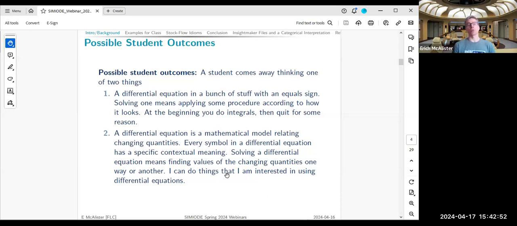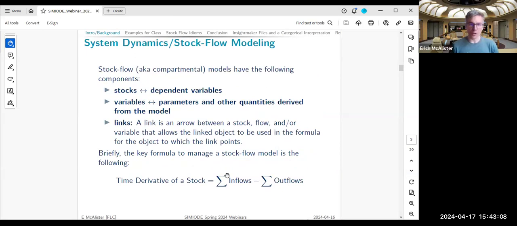Okay, so now we're going to get into what exactly Insightmaker is and how it works, and the basis for it is what's called stock flow modeling. Stock flow modeling goes by a number of different names. So it's system dynamics, stock flow, and in a lot of differential equations texts, you talk about compartmental models. They're all pretty much terms for the same thing. When we say stock, we're talking about some quantity that accumulates. And so this is why we use the word stock. And roughly the stocks are the dependent variables.